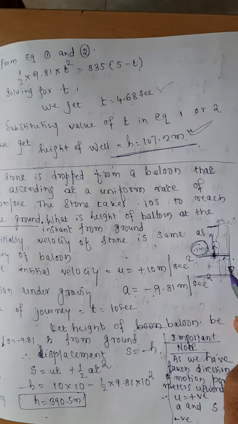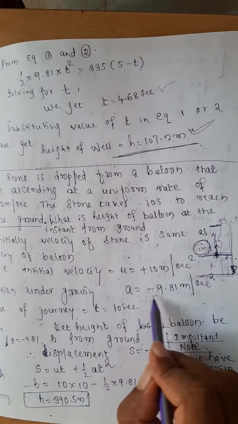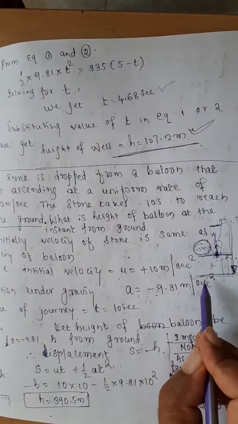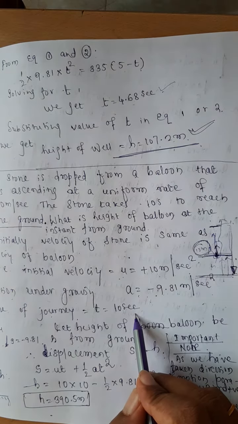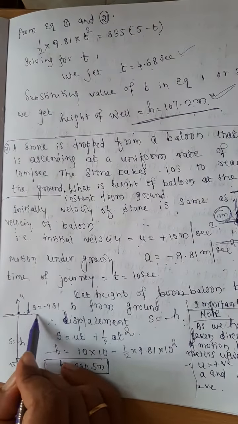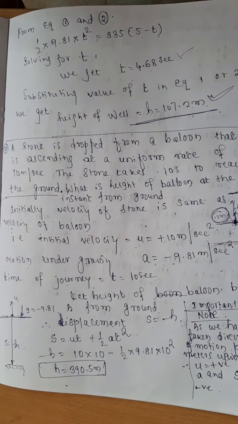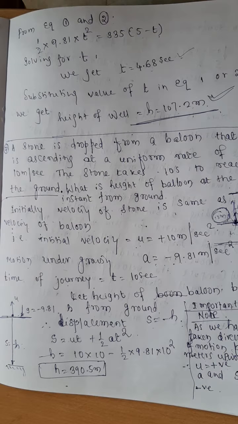Here what I have done is, the initial velocity of the stone is the same as that of the balloon. Therefore, the initial velocity of the stone is plus 10 meter per second. Motion under gravity, a is equal to minus 9.81 meter per second square. Time of journey is given as 10 seconds. Let h be the height from where I am dropping it. See here, I am doing it in a single step. Actually it needs 2 or 3 steps, but if you use the logic, you can do it in a single step.